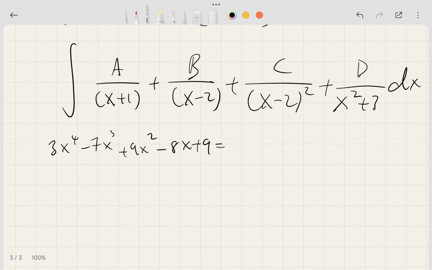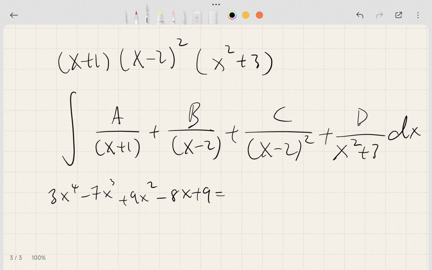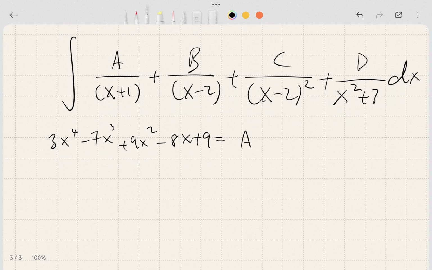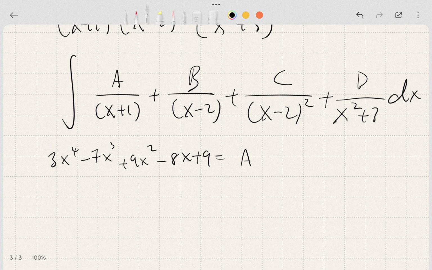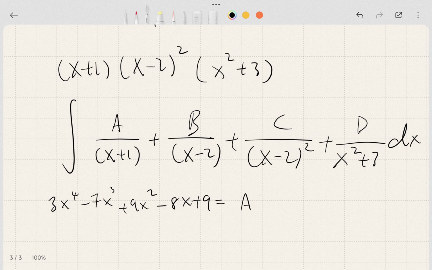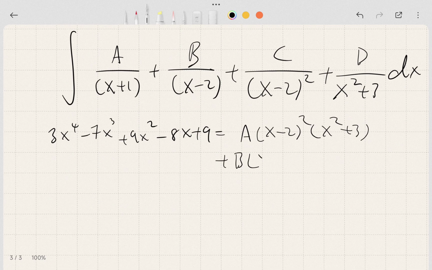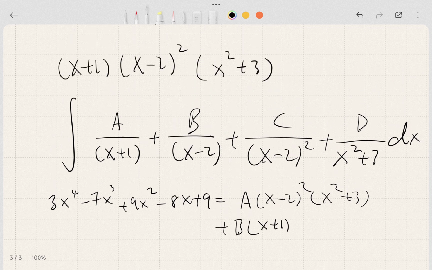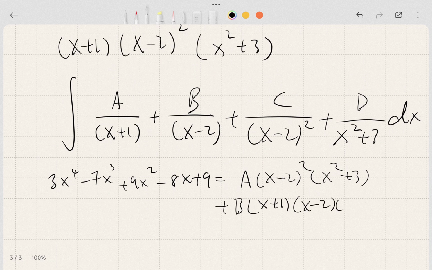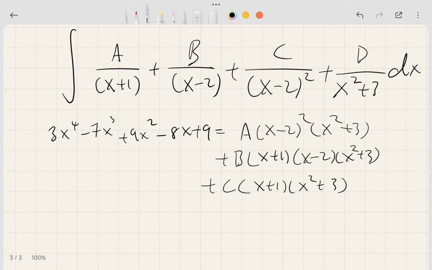And that is equal to a times x minus 2 squared times x squared plus 3, plus b times x plus 1 times x minus 2 times x squared plus 3, plus c times x plus 1 times x squared plus 3, plus d times x plus 1 times x minus 2 squared.